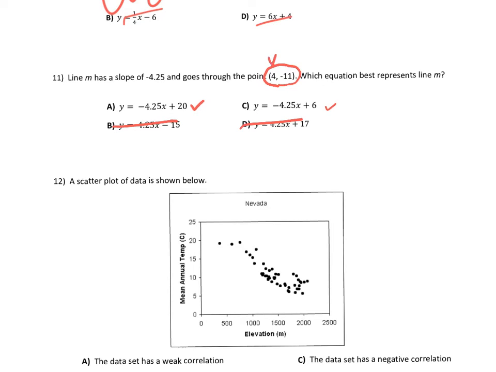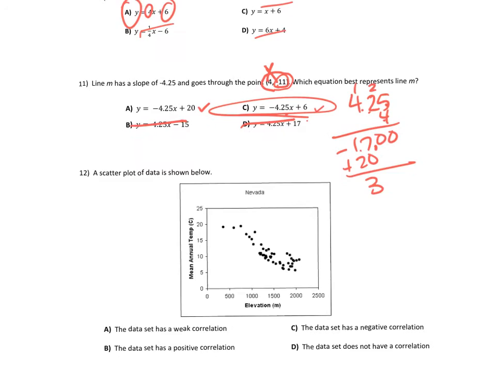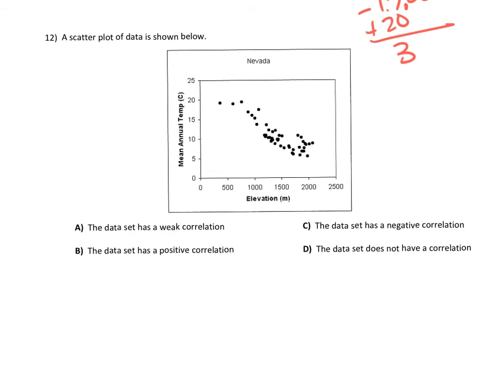We just plug in x right here, and we should get y. So negative 4.25 times 4, we're going to get negative. 4.25 times 4 is 20, so negative 17, and then plus 20 would be positive 3, which is not 11. So if we do negative, that still would be negative 17 plus 6 would be negative 11. So there's your answer.